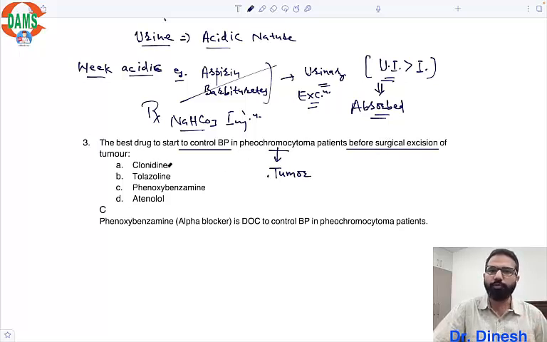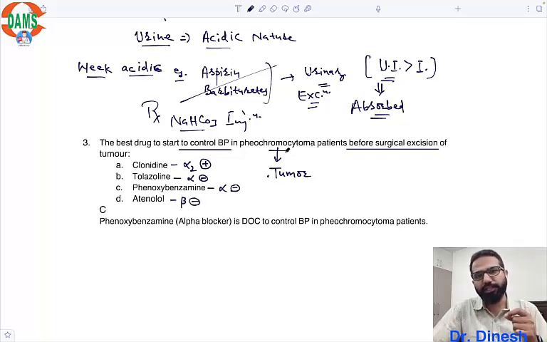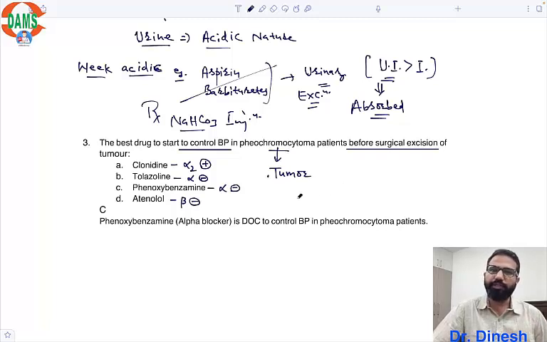So what is the drug out of these that we are using for controlling the BP in these patients? Clonidine, that is an alpha 2 agonist. Tolazoline, that is an alpha blocker. Phenoxybenzamine, that is also an alpha blocker. And atenolol is the beta blocker. So in this type of patient, when the BP is high, we use the alpha blocker first.